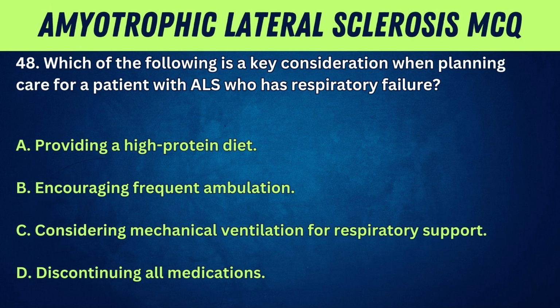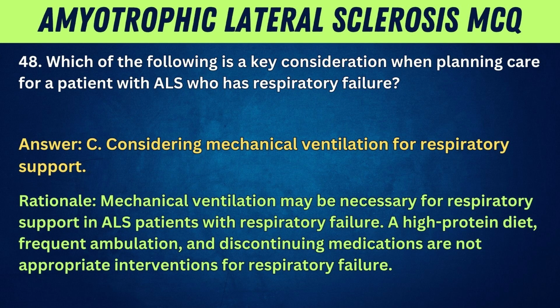48. Which of the following is a key consideration when planning care for a patient with ALS who has respiratory failure? A. Providing a high-protein diet. B. Encouraging frequent ambulation. C. Considering mechanical ventilation for respiratory support. D. Discontinuing all medications. Answer: C. Considering mechanical ventilation for respiratory support. Rationale: mechanical ventilation may be necessary for respiratory support in ALS patients with respiratory failure. A high-protein diet, frequent ambulation, and discontinuing medications are not appropriate interventions for respiratory failure.